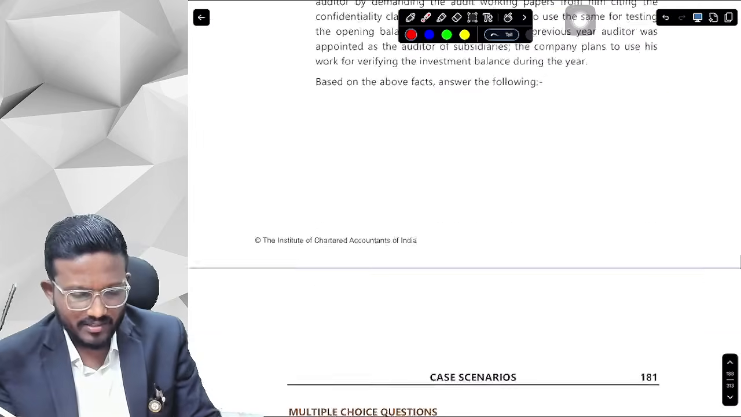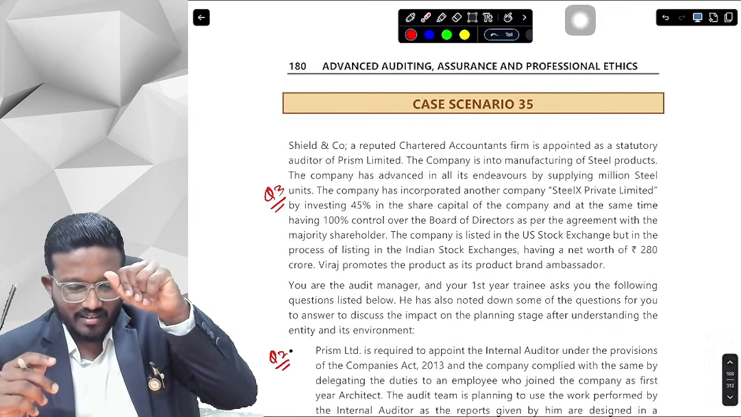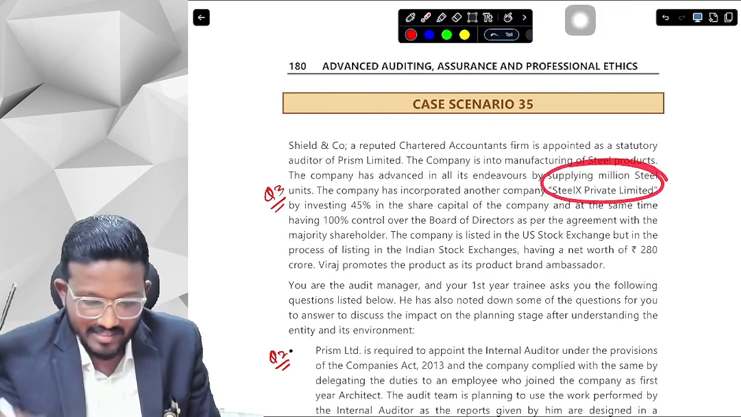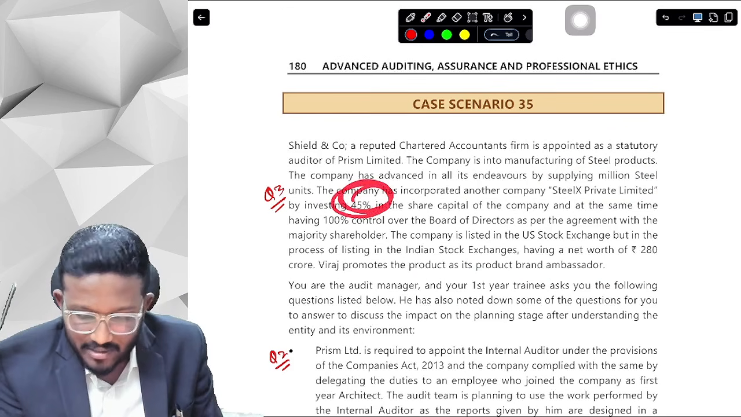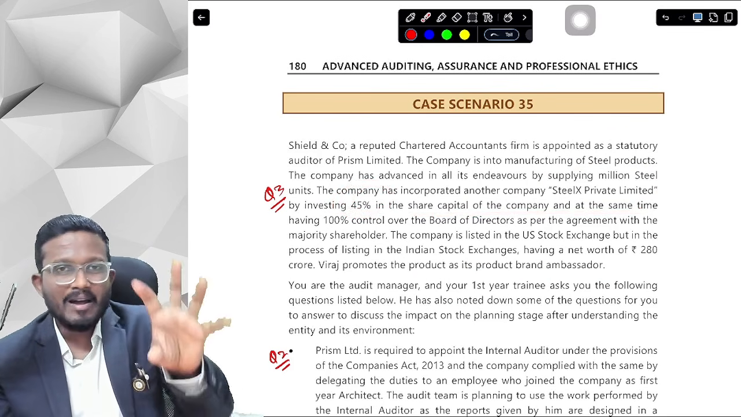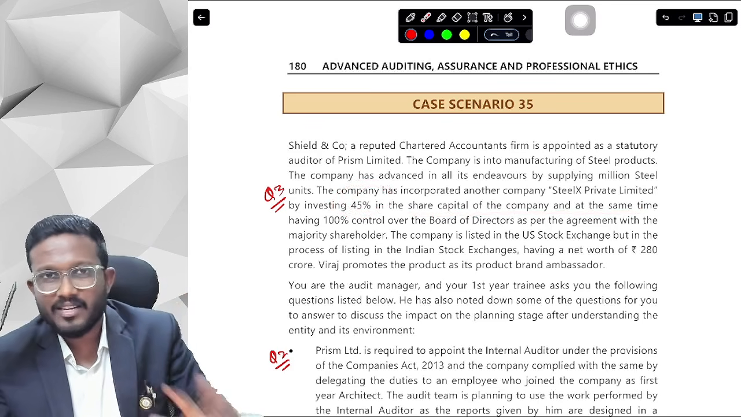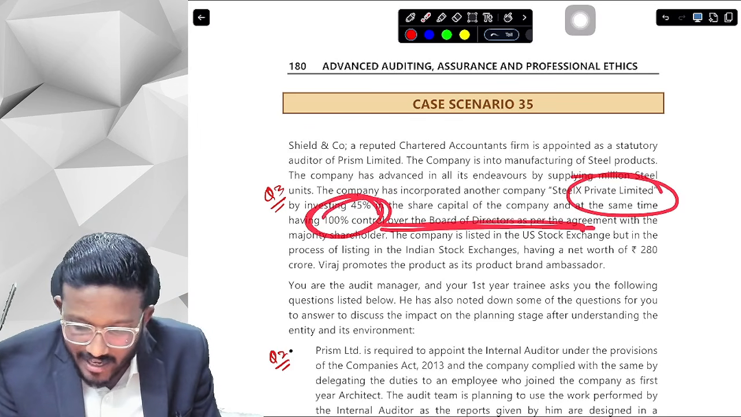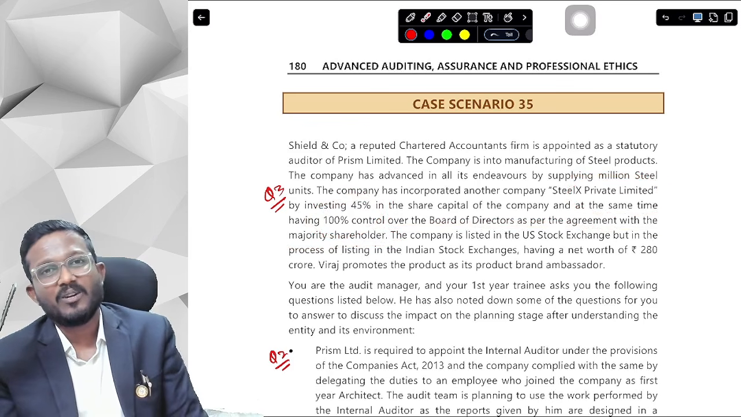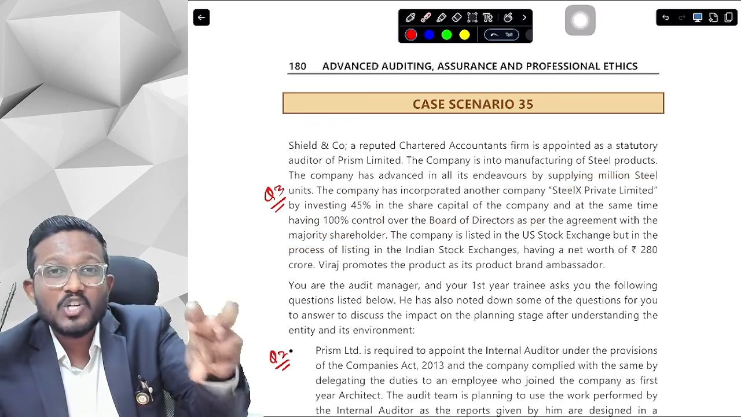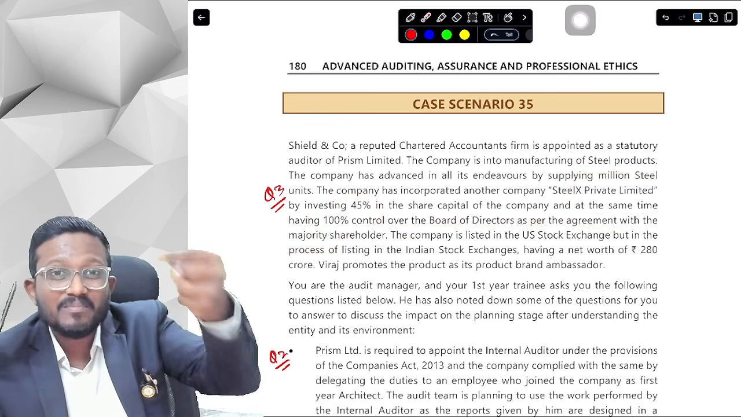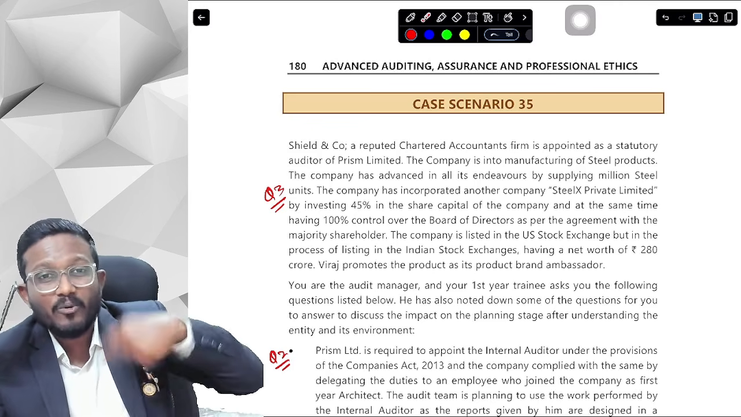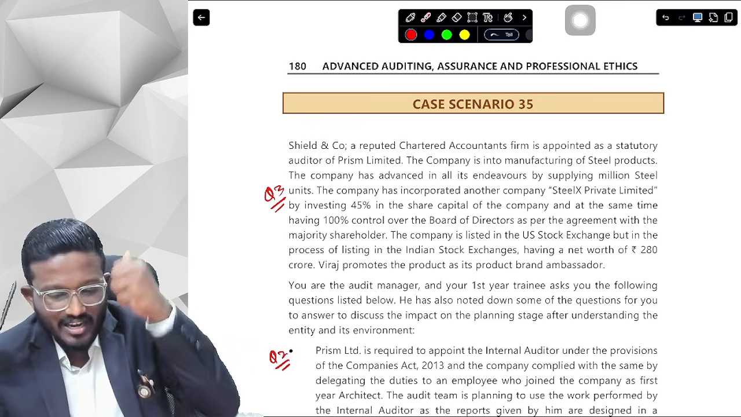So here what has happened, sir? Here the company has incorporated another company, Steelex Private Limited, by investing 45% in the share capital of the company. By 45%, the other company is not technically my subsidiary, but we have 100% control over the board of directors as per the agreement with the majority shareholder. So now we are controlling the composition of the board of directors, which means indirectly it is a subsidiary of our company. So we will have to prepare the consolidated financial statements by including that other company as a subsidiary of our company. Okay, yes sir.